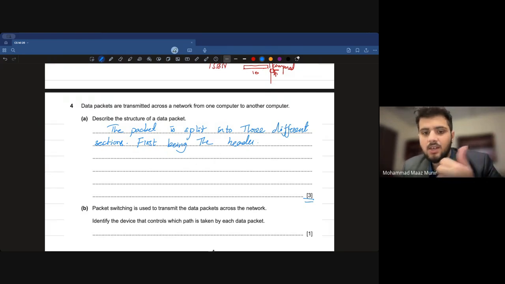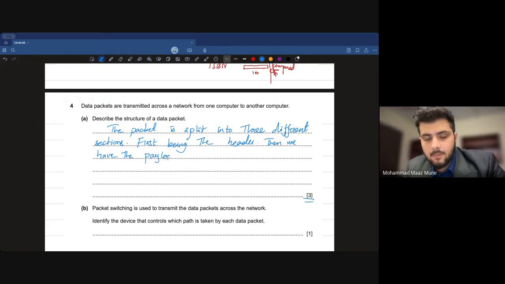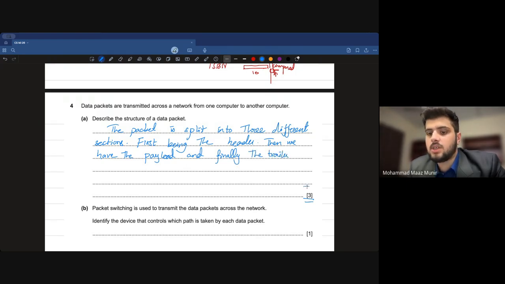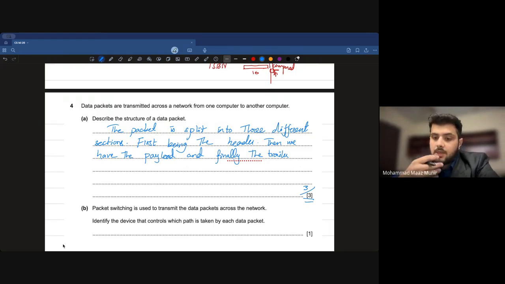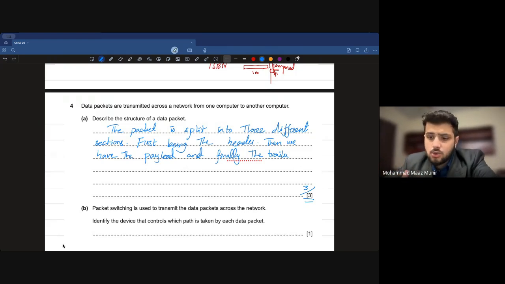So we just need to talk about the important names. First being the header, followed by the payload, and finally the trailer. Because it's only a three marker question, this would get you a perfect 3 on 3. But if you have space, you can also explain more, the way Tosif did: the header includes the packet number and destination IP address, the payload constitutes the actual data, and the trailer includes some error detection method and something which ensures the accuracy of the data. But because it's a three marker question, you should be good to go even if you write just this.